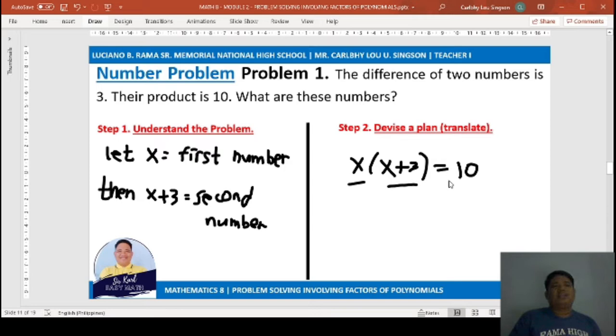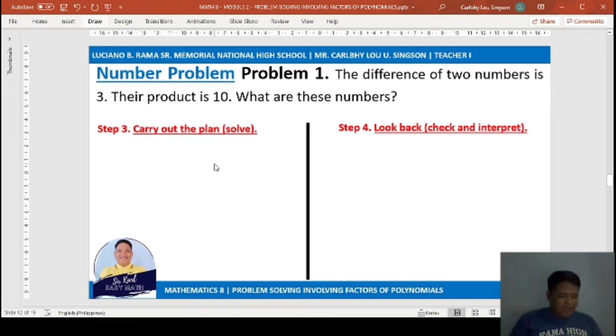Now, step number 3, carry out the plan. So we're going to solve right now, right? So we have x times x plus 3, that is equal to 10, since the product is 10. So x times the quantity of x plus 3 is equal to 10. So if we distribute x to x plus 3, x times x becomes x squared, right? And x times 3 is equal to positive 3x, right? Okay, so x squared plus 3x is equal to 10.